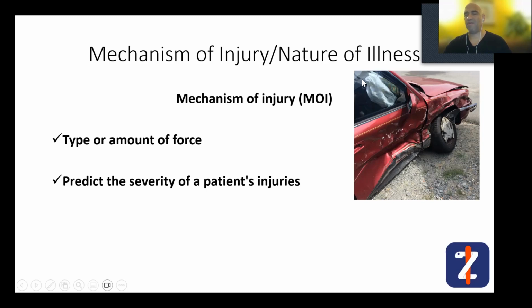So we're thinking about a lot of potential force to make this occur. And we're looking at the type of force. We're looking at the prediction of the severity of the patient's injury. So we can make a prediction. There could be some hip injuries, leg injuries, head injuries, definitely neck injury, all right, due to the impact.